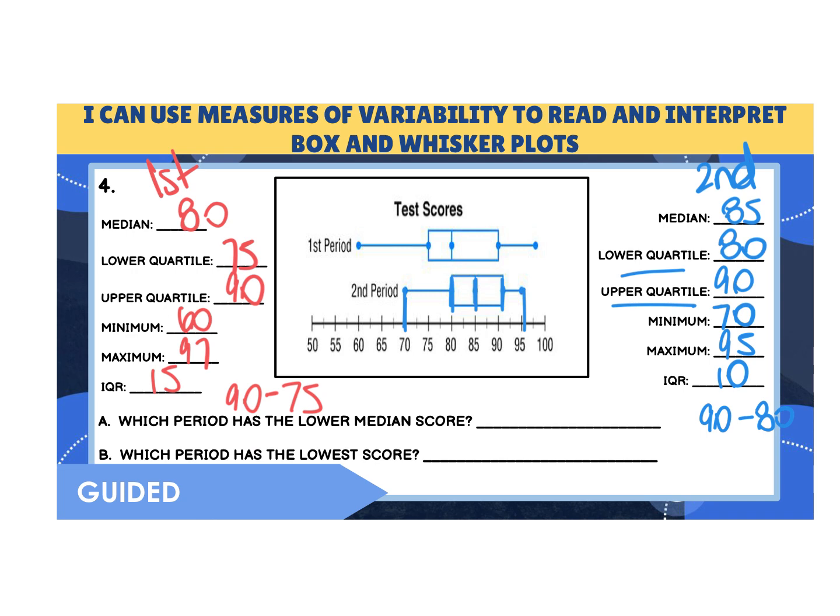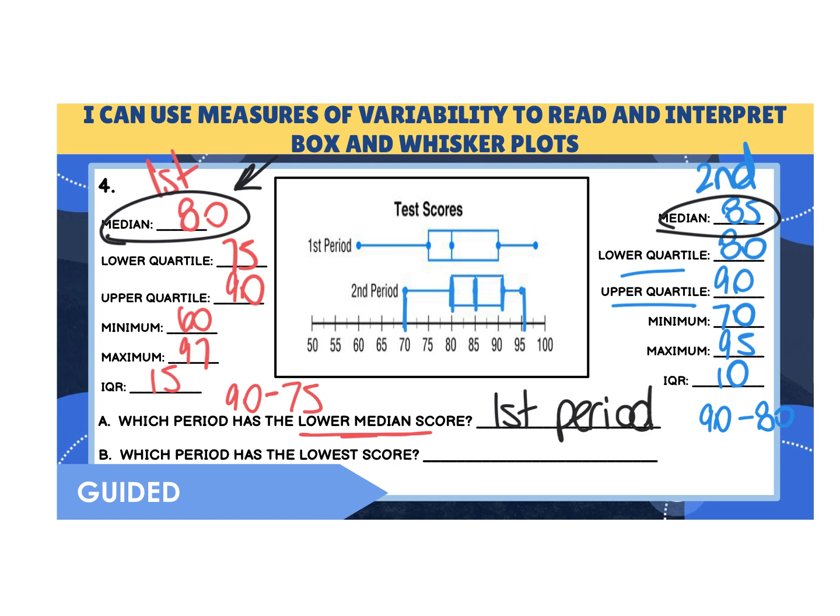And so now it's asking which period has the lower median score. Well, we have 80, we have 85. 80 is lower, so we would say first period. Which period has the lowest score? Well, the lowest score means the minimum. So we have 60 and we have 70. So again, it's going to be first period.